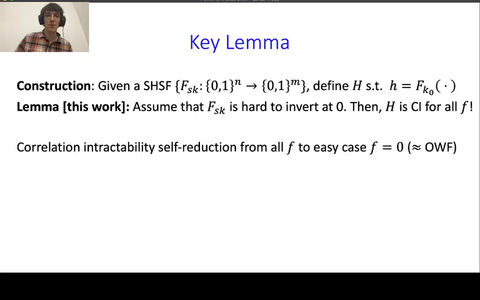So here's the proof. In other words, what's going on here is that shift hiding shiftable functions give you a correlation intractability self-reduction. It says that to get correlation intractability for all f, it suffices just to handle the case f equals 0, the trivial case, which corresponds basically to the function family being a one-way function. So that's what this is saying.